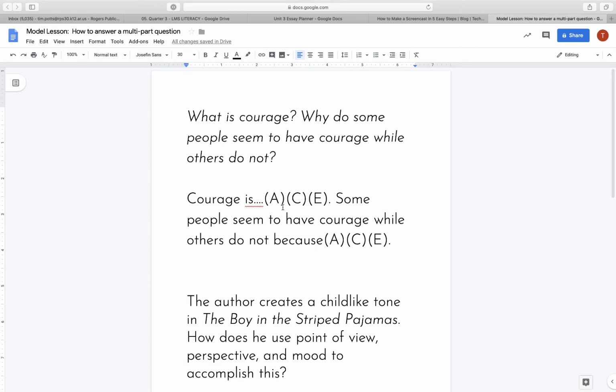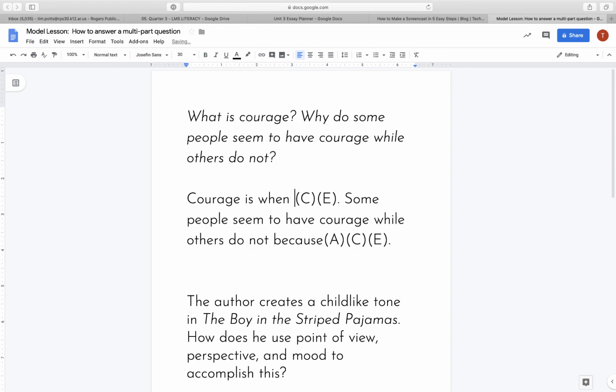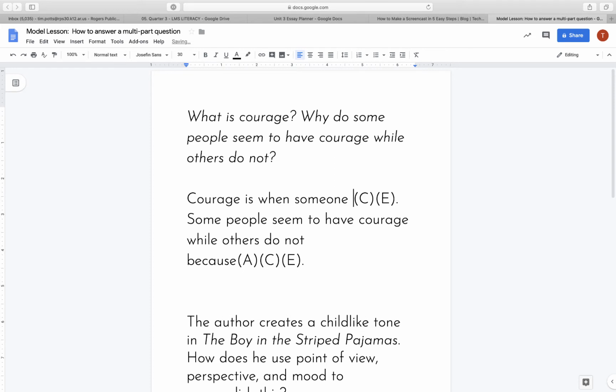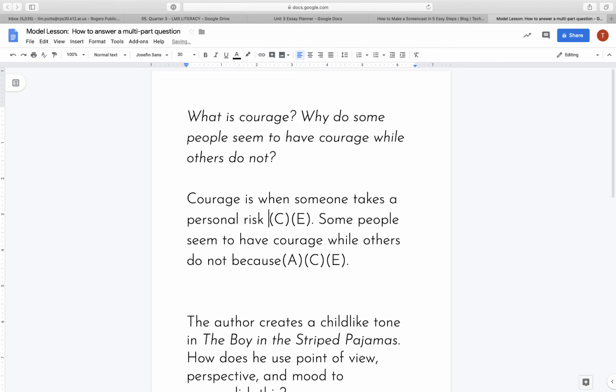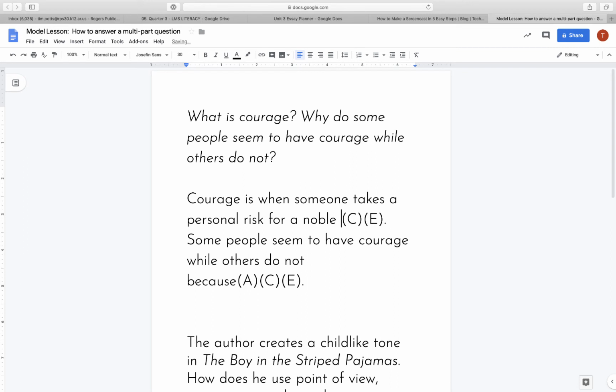You go back in and you plug in your answer. So like "courage is," we get rid of the A and we say courage is when someone takes a personal risk for a noble cause. All right. Then I'd do the same. I'd go back in, I'd give my evidence, and then I would explain why my evidence was true. And then I'd move on to the next question.